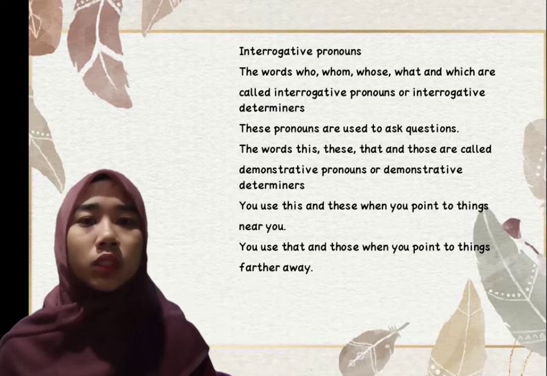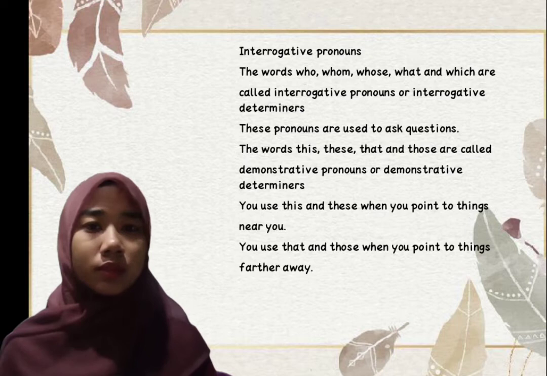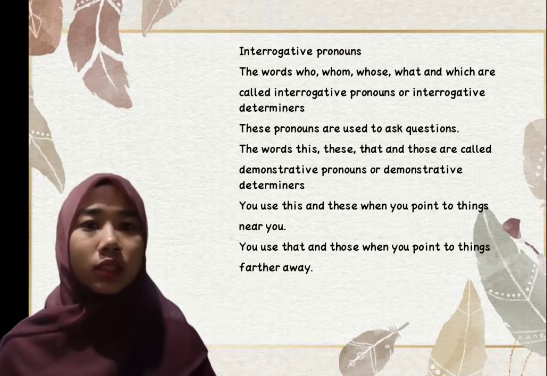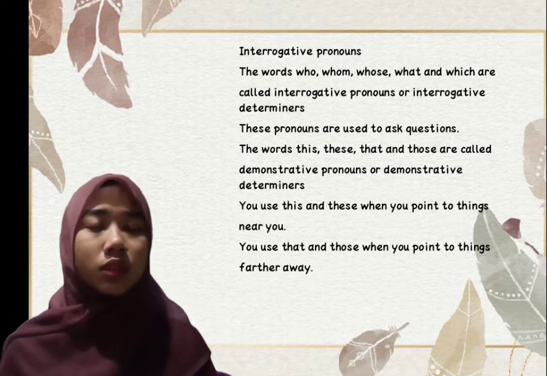Interrogative pronouns. The words who, whom, whose, what, and which are called interrogative pronouns or interrogative determiners. These pronouns are used to ask questions. For example, the words this, that, these, and those are called demonstrative pronouns or demonstrative determiners. You use this and these when you point to things near you. You use that and those when you point to things farther away.